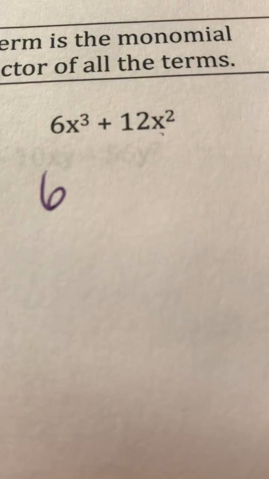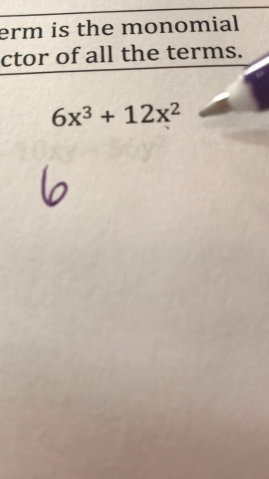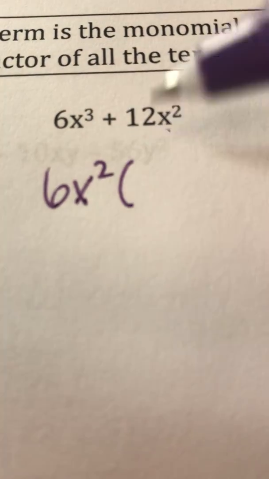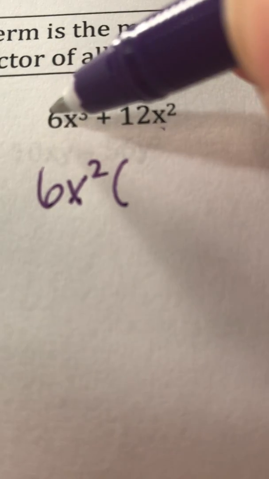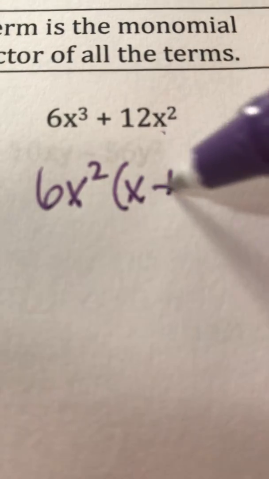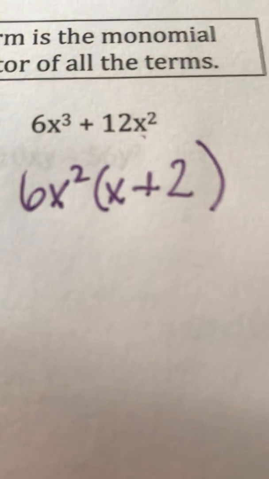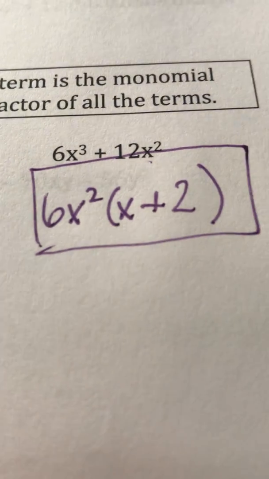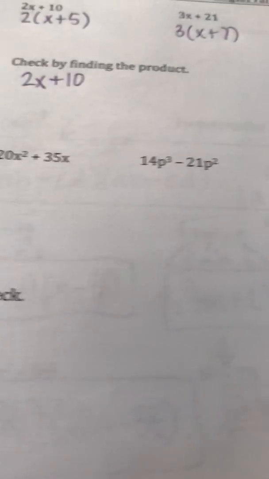All right, next one. 6 and 12. I see right away that both of these have a factor of 6. This has an x to the third, this has x squared, so they both have at least 2 x's. So I'm going to go x squared. Then what I'm left with here, I factored the 6, and I factored out 2 of the x's, so I have x plus 2. Okay, that's greatest common factor.